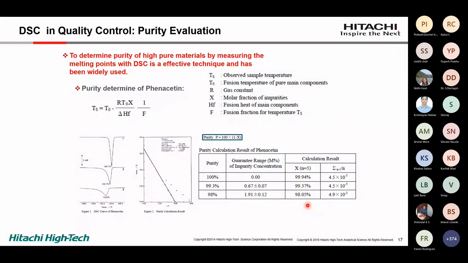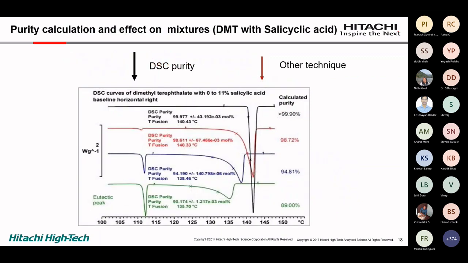The advantage of the technique is that no solvent is required. Another advantage is that it is a much faster technique, and you can conclude about, let us say, quick quality control, also for purity determination.